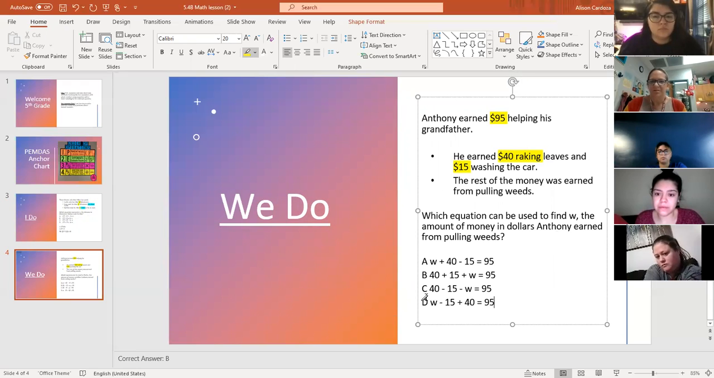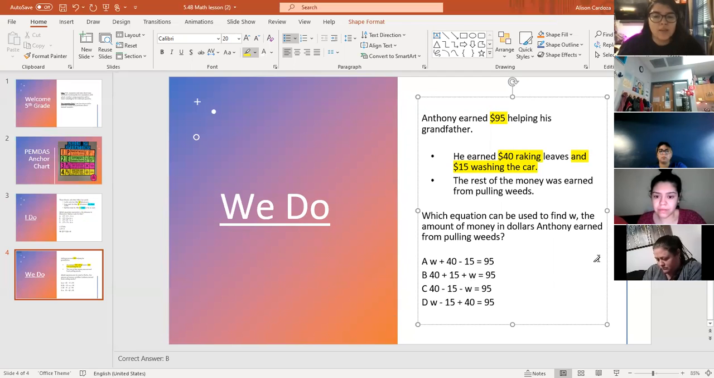So we already know W is in the equation. And so, we know he earned $40 and $15. When they say the word and in the equation, what is that? It represents addition. Addition, right. So kind of walk me through the answers. Maybe somebody else can participate now and walk me through answer choice A and tell me if that's right or if that's wrong, and then why.